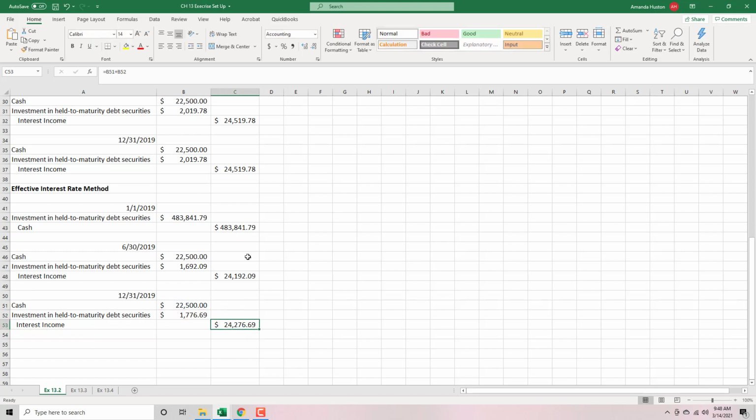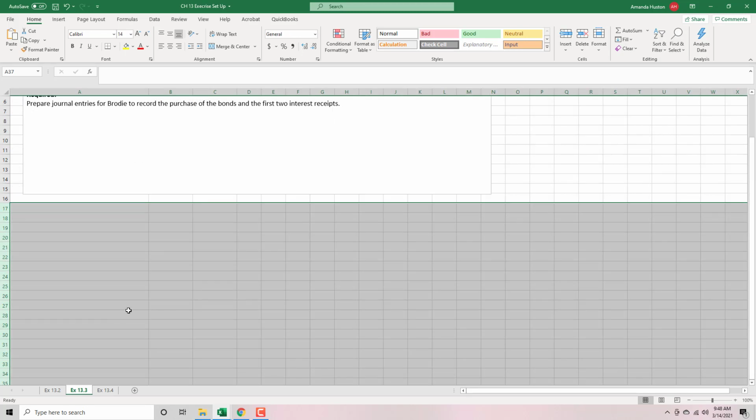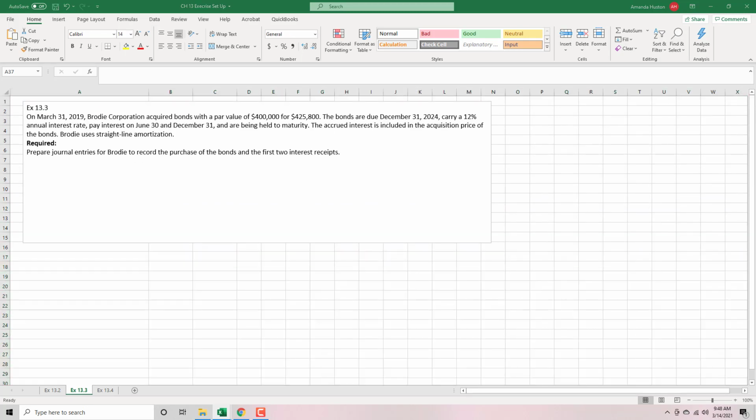All right, let's talk about the next problem, 13-3. On March 31st, 2019, Brody Corporation acquires bonds with a par value of $400,000 for $425,800, a premium. The bonds are due on December 31st, 2024, carrying a 12% annual interest rate, paying on June 30th and December 31st, being held for maturity. The accrued interest is in the acquisition price of the bonds. So the $425,800 includes accrued interest.